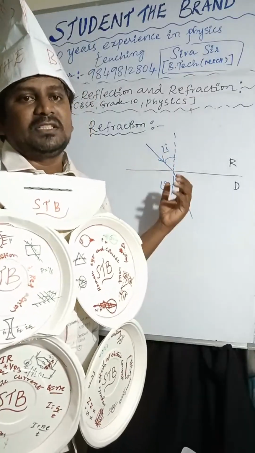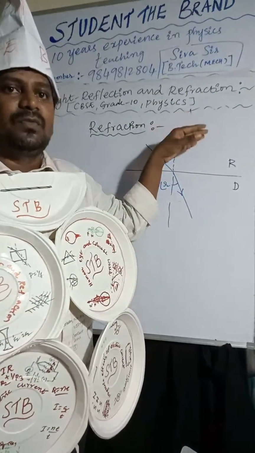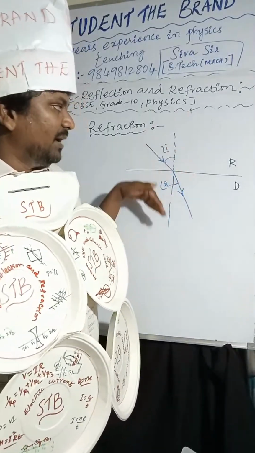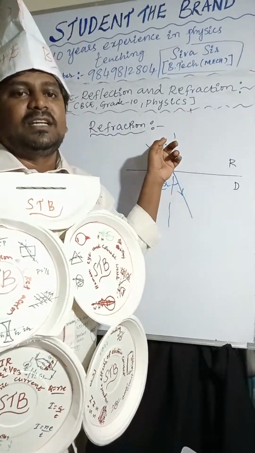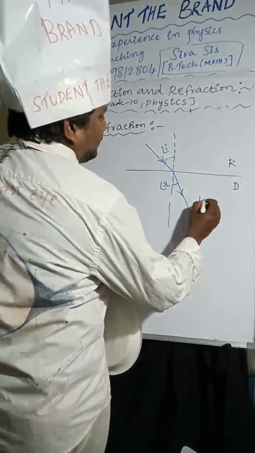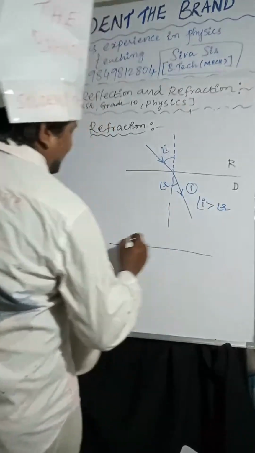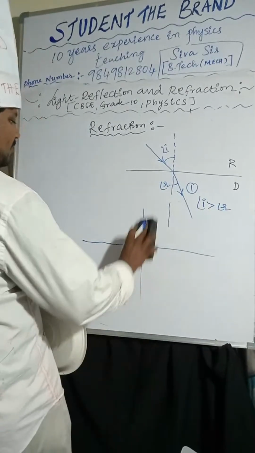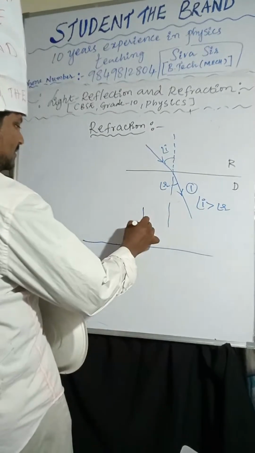So when the light ray is moving from rarer to denser, at the point of interference, the light ray will bend. The angle of incidence is greater than the angle of refraction. Now the same thing: this is a normal line I am drawing here.